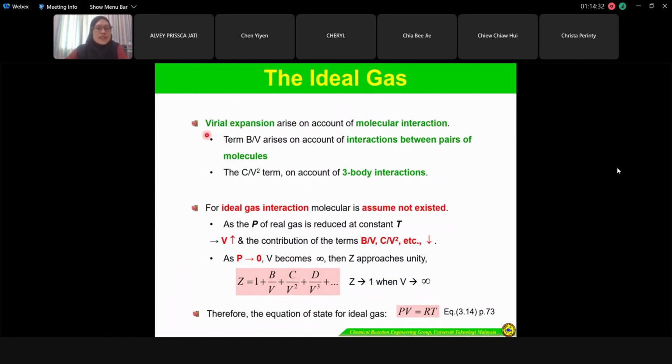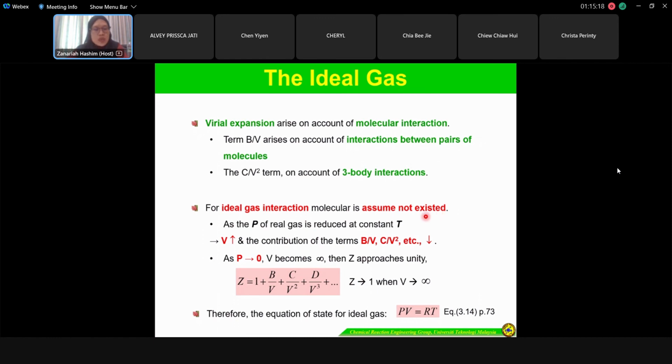Okay, so the virial expansion arises on account of molecular interaction. The term B over V arises on account of interactions between pairs of molecules, and the C over V squared term on account of three body interactions. So if you look at this virial equation, Z, one is the first term. The second term is based on the interaction between pairs of molecules, and the third term is based on three body interaction.